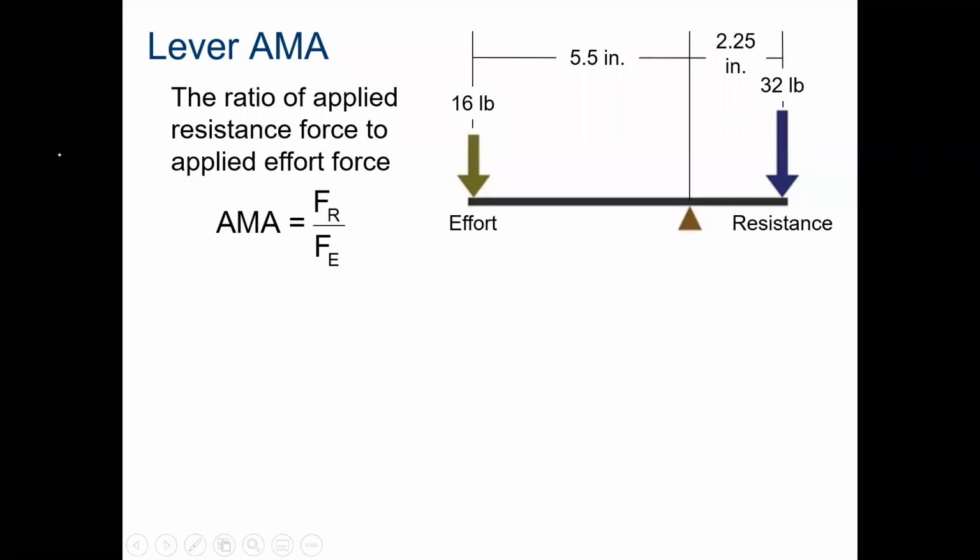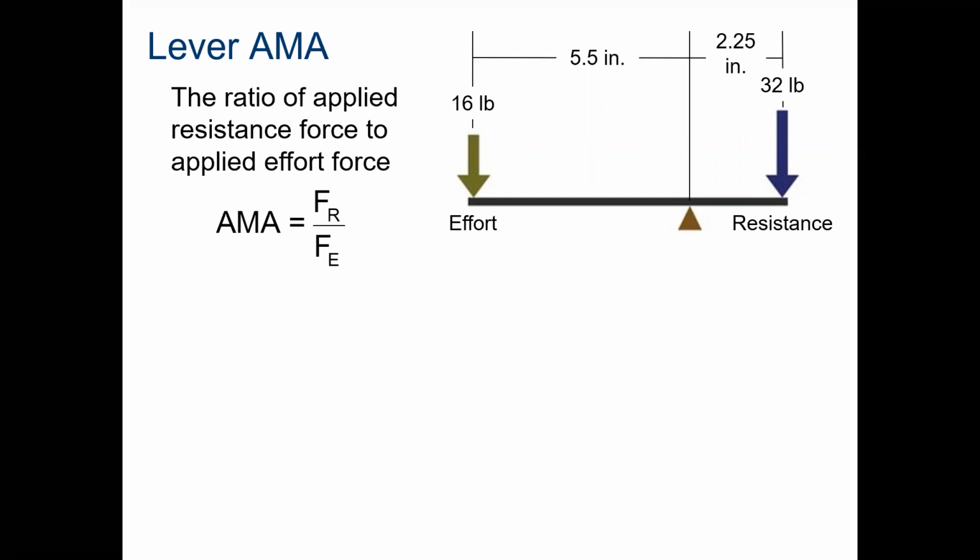Okay, let's do a quick video on efficiency. So in a previous video, I talked about AMA and IMA and how AMA and IMA are rarely, if ever, the same. That's because we usually have a loss due to friction. We have a loss due to something. Maybe our forces aren't acting in the same direction.